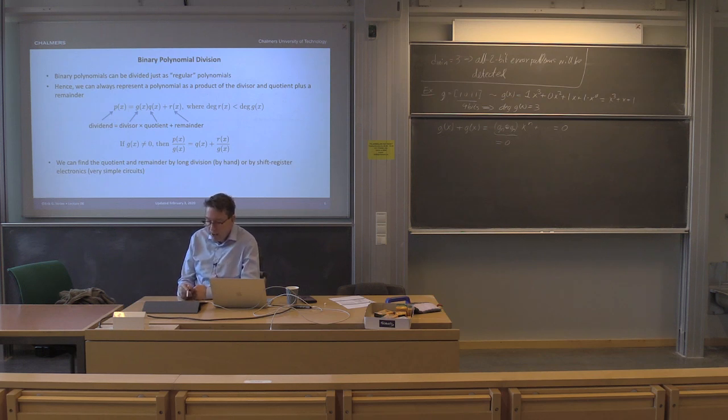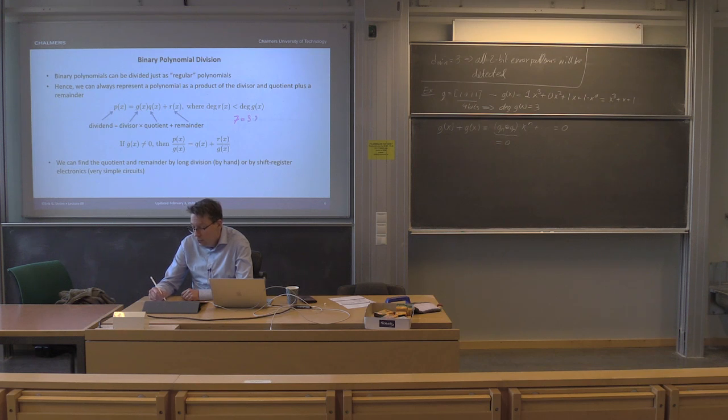So the key thing is that if we have a polynomial, let's call it P, we can always write that as a product of G and Q plus R, where the degree of R is less than the degree of G. So this is similar to regular division, I would say. For instance, we can write 7 as 3 times 2 plus 1. We can always do this. And if you see here, 7 is the product of 3 and 2 plus the remainder.